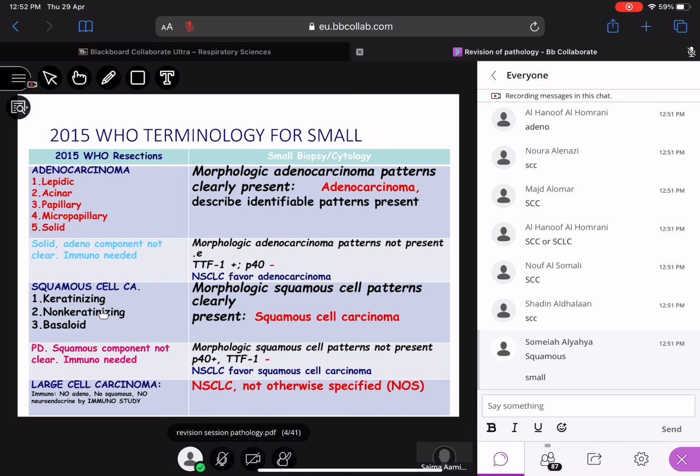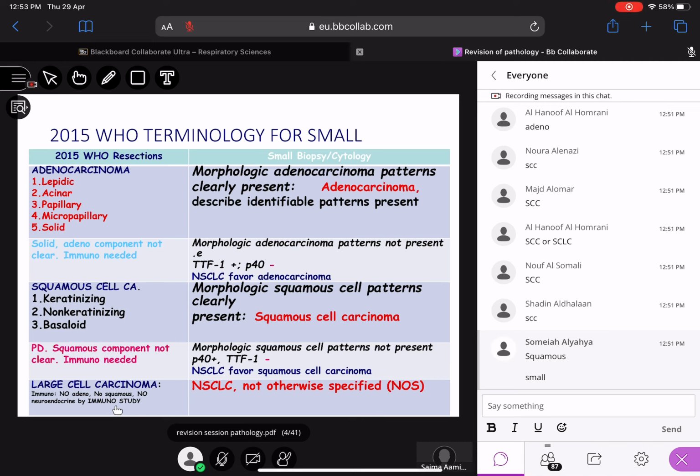If it is a classic squamous cell carcinoma with keratin pearls, intercellular bridges, atypical squamous cell, you will write it down as squamous cell carcinoma. But if it is a poorly differentiated one, you will go for immuno. And again, immuno will be positive for P40 and P63, but negative for TTF1. So you will write non-small cell lung cancer favoring squamous cell carcinoma.